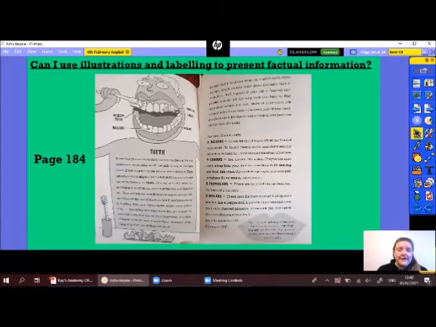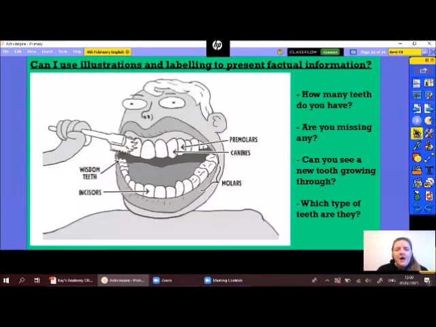We're also going to look at this section of the book today. It's on page 184 if you've got the book at home, and if not, again, it's on Google Classroom for you. But before we do that, before we start reading, I want you to do something for me. I want you to have a look at this diagram here, which tells you more about your teeth. And it tells you what the different types of teeth are called. We have incisors, wisdom teeth, premolars, canines, and molars.